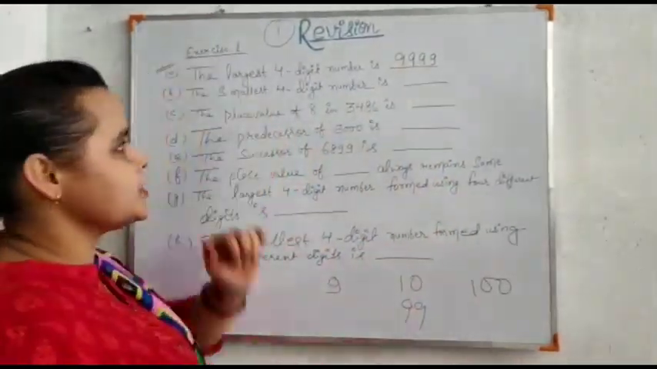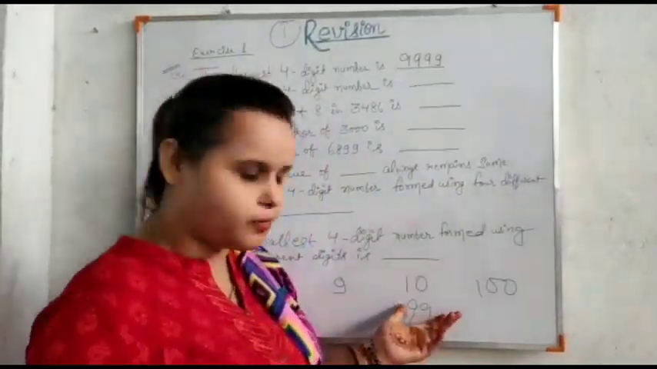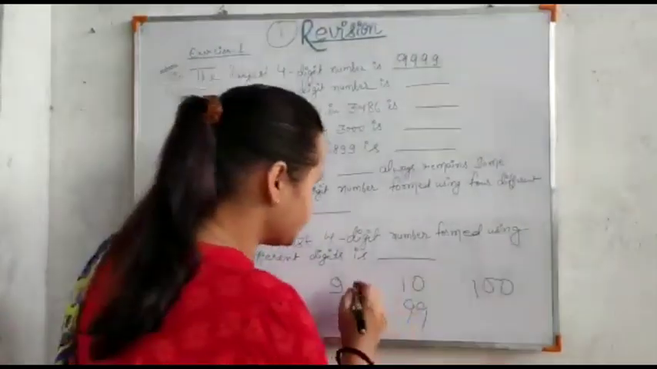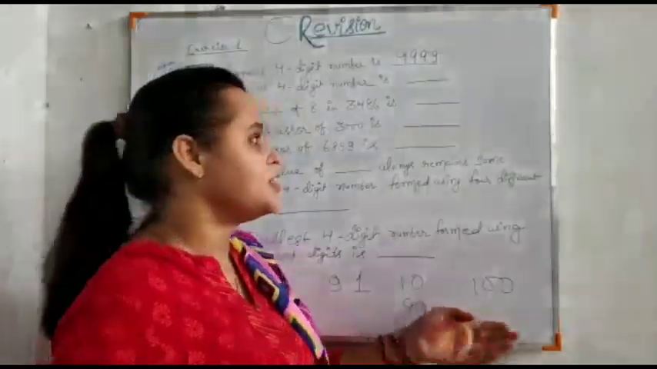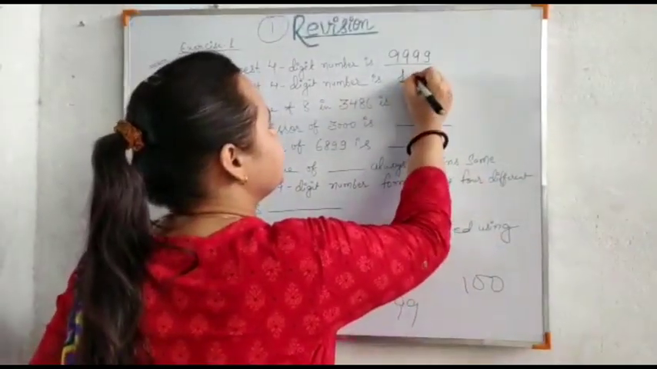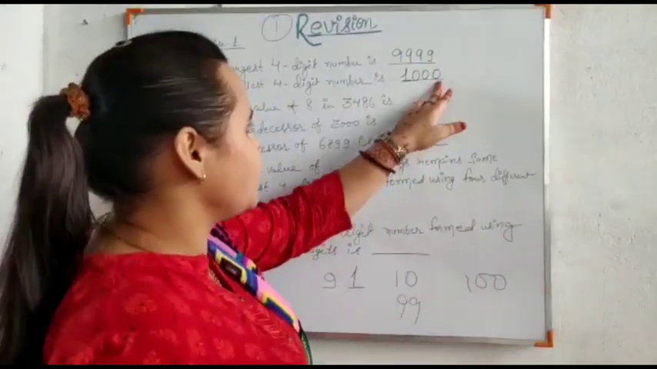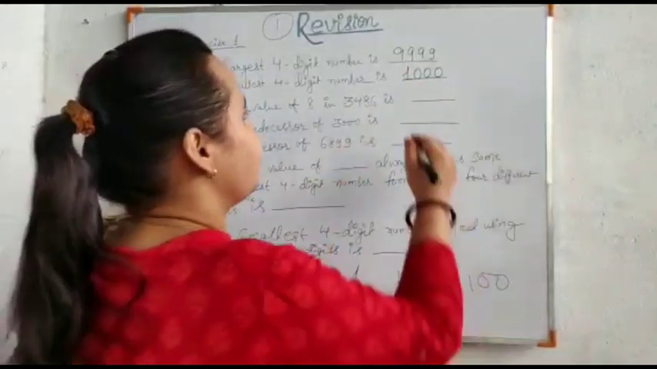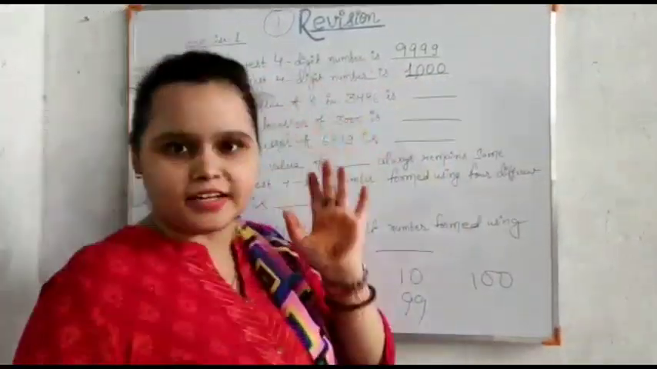The second question is the smallest 4-digit number. I will tell you about it. The smallest 1-digit number is 1, the smallest 2-digit number is 10, the smallest 3-digit number is 100. So the smallest 4-digit number is 1000. It means 1 digit, 2 digit, 3 digit, 4 digit. 1000 is the smallest 4-digit number.